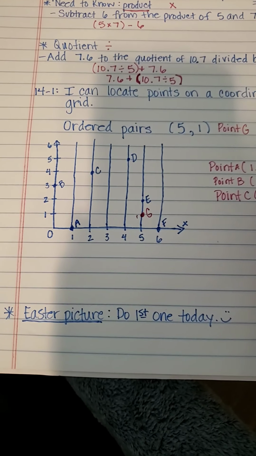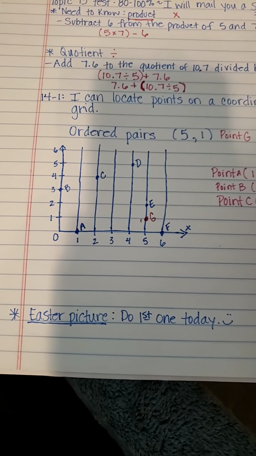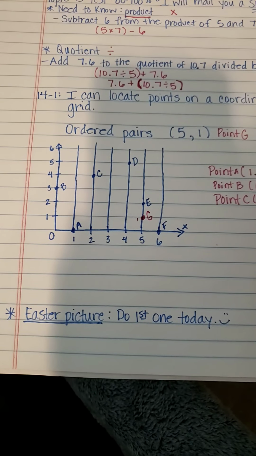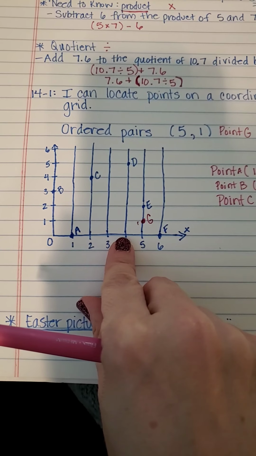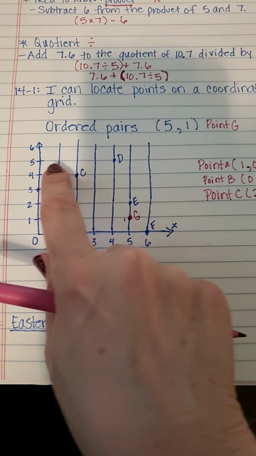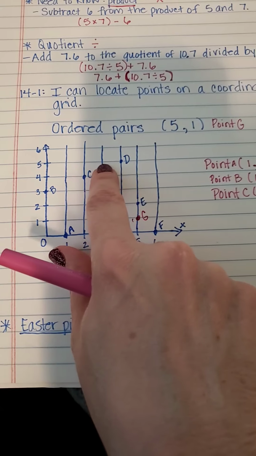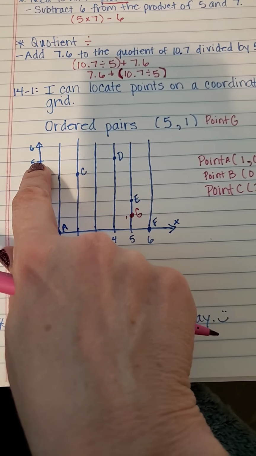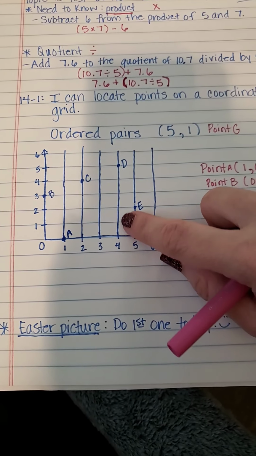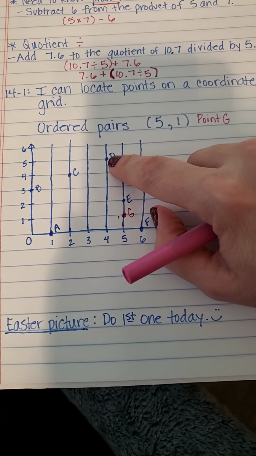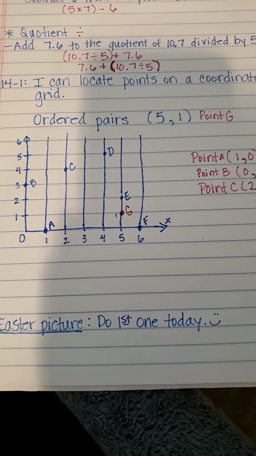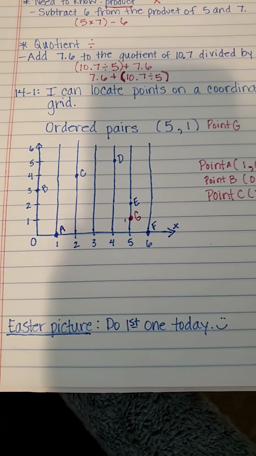Point C, over 2, up 4. Does that make sense? Point D, we're going to go over 4, up 5. Where I'm getting this from is I'm looking at what this line goes to. Here's 5, and this line is 4. So over 4, and then up to 5. So D would be (4, 5).